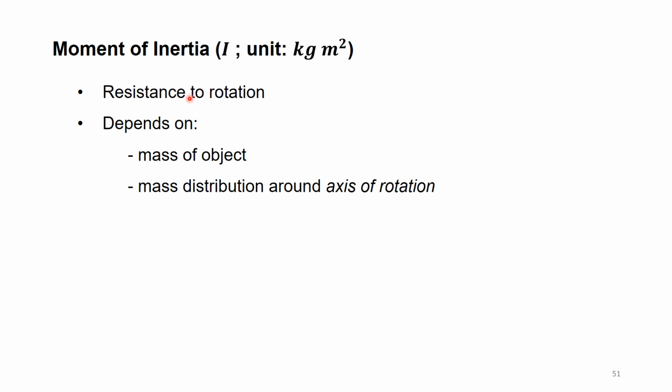So this resistance to rotation, what does it depend on? One thing, it can depend on the mass of the object that you're trying to turn, trying to rotate. And then it also depends on the mass distribution of the object around the axis of rotation. So what's the axis of rotation?